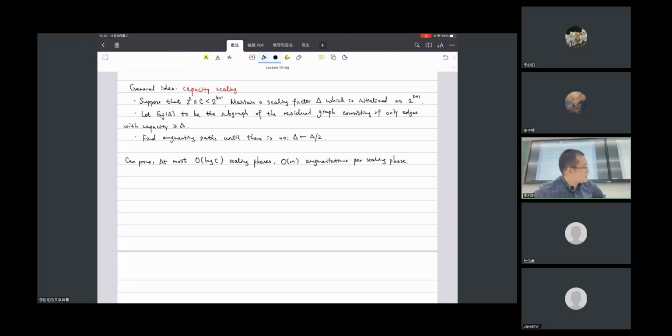And in total, of course, because we are starting from delta equal to 2 to the k plus 1 until delta equals 1. And when delta equals 1, according to this definition, G_f(1) just equals G_f, because for all the edges in the residual graph, as long as it has positive weight, this weight should be at least 1 because we assume that all the weights are integers. So basically, of course, G_f(1) equals G_f.